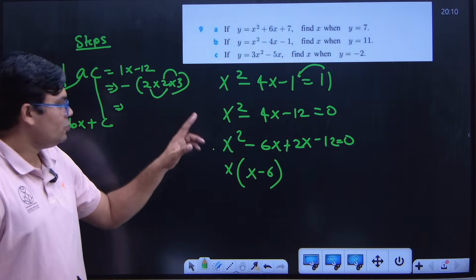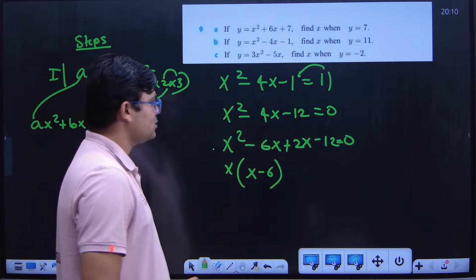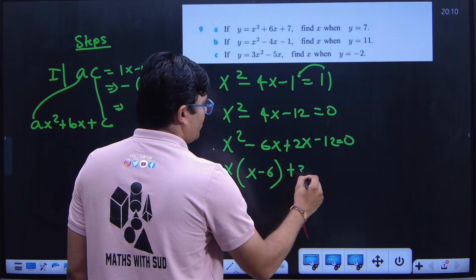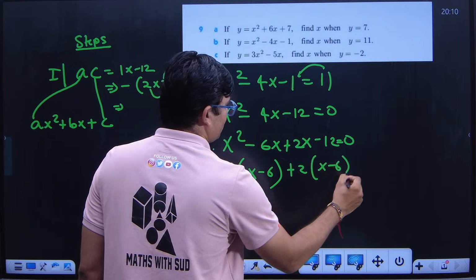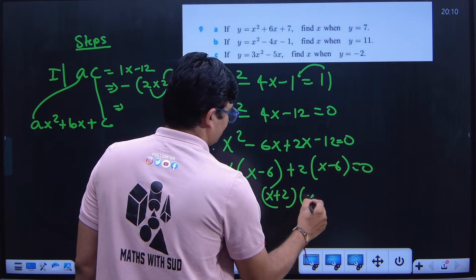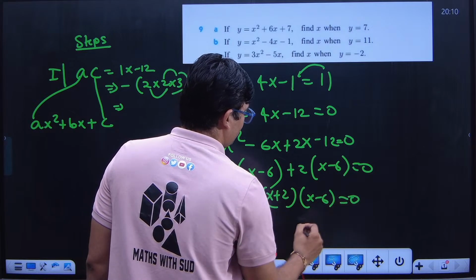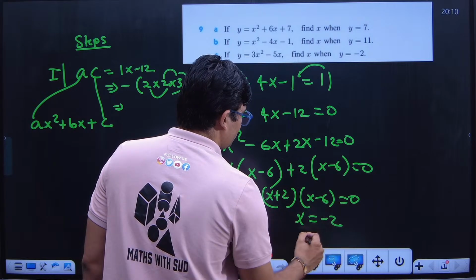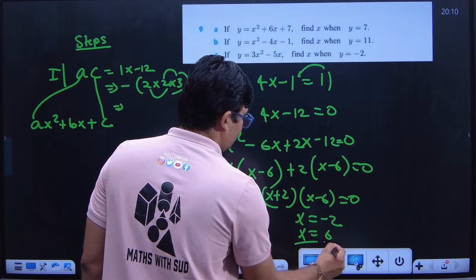So you will split this into two parts. Then you will have x plus 2 as a common, and x minus 6 is equal to 0. So x plus 2 and x minus 6 is equal to 0. So either x is equal to minus 2 or x is equal to 6.